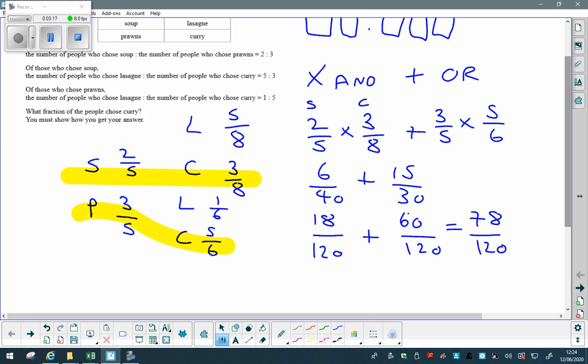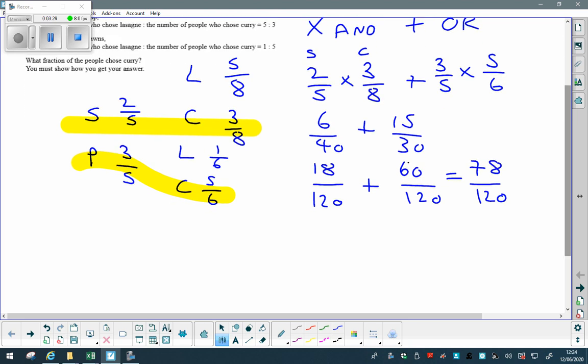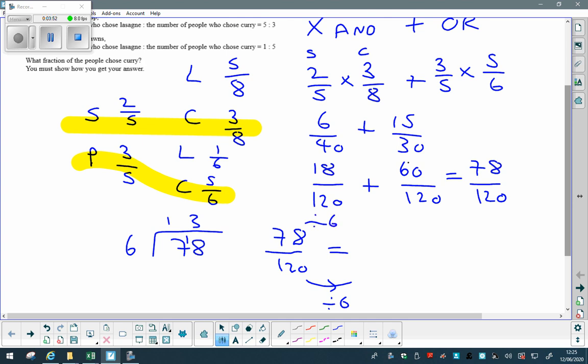Obviously, that fraction is not simplified as far as it can be. The eagle-eyed amongst you will realise that the numerator and the denominator both divide by 6. 78 divided by 6 using a bus stop is 13. Okay, so 78 over 120, if we divide by 6, top and bottom, we get the answer of 13 out of 20, which will score 4 out of 4.